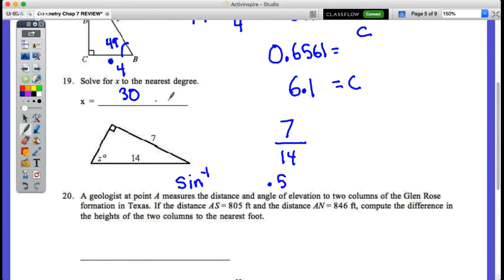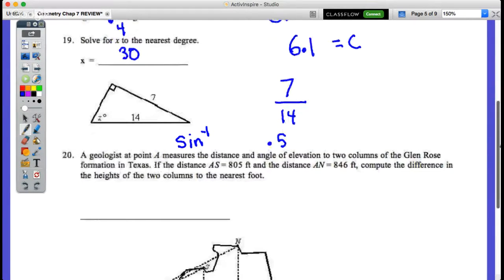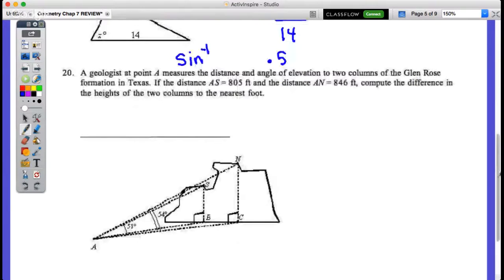Okay, the kids cried on this one last year. Kids were crying last year on this one, because they're like, what goes with what? Guys, the smaller angle goes with the smaller leg, and the larger angle goes with the larger leg.